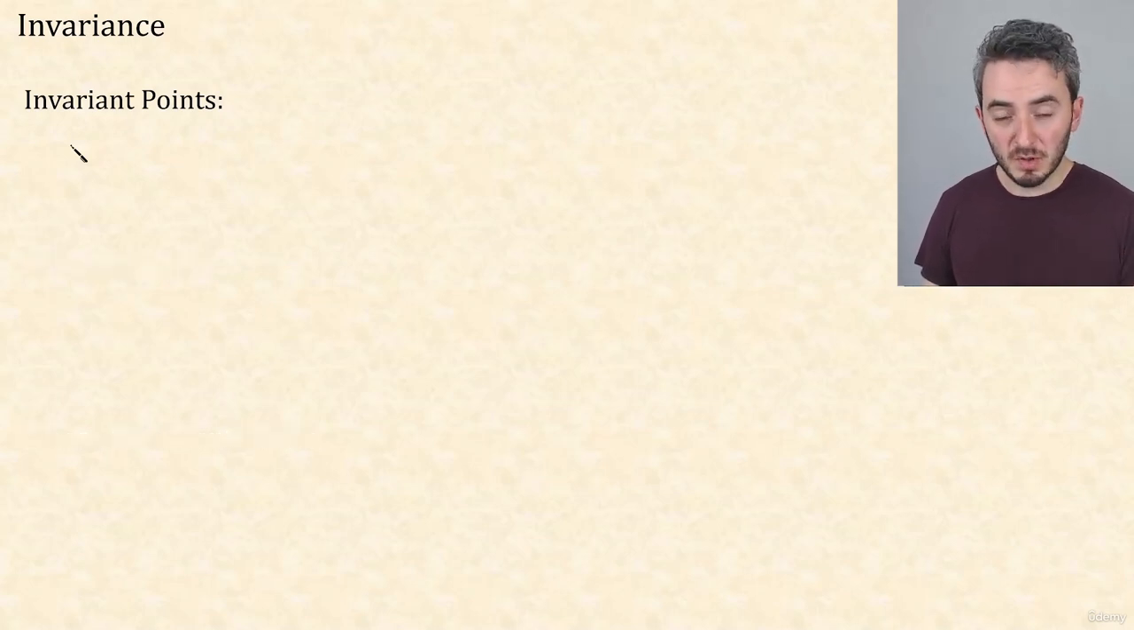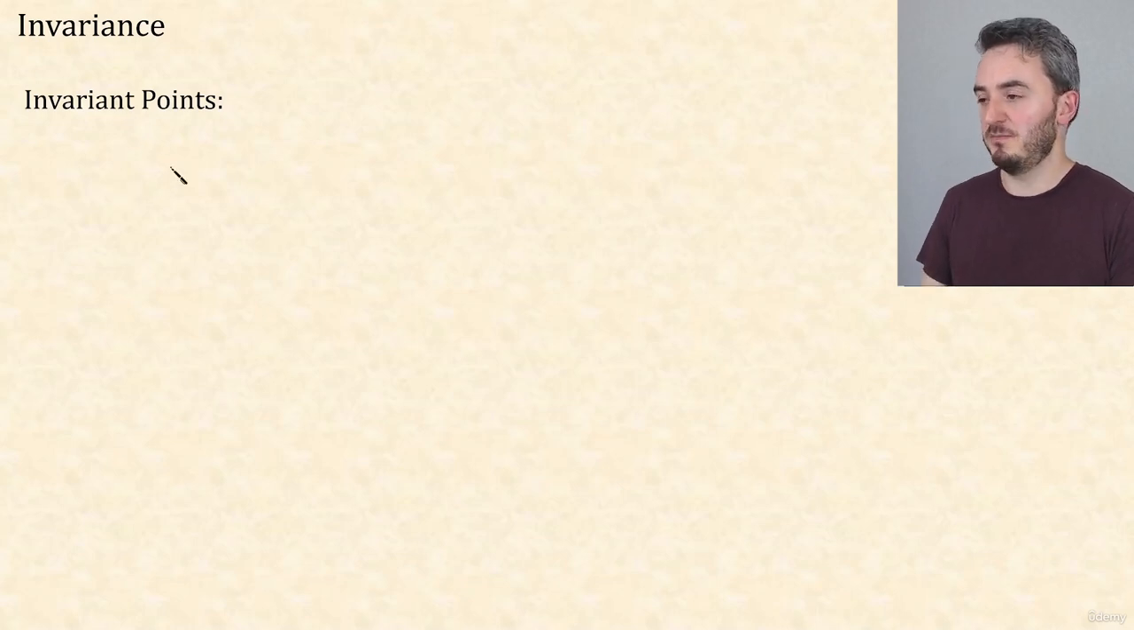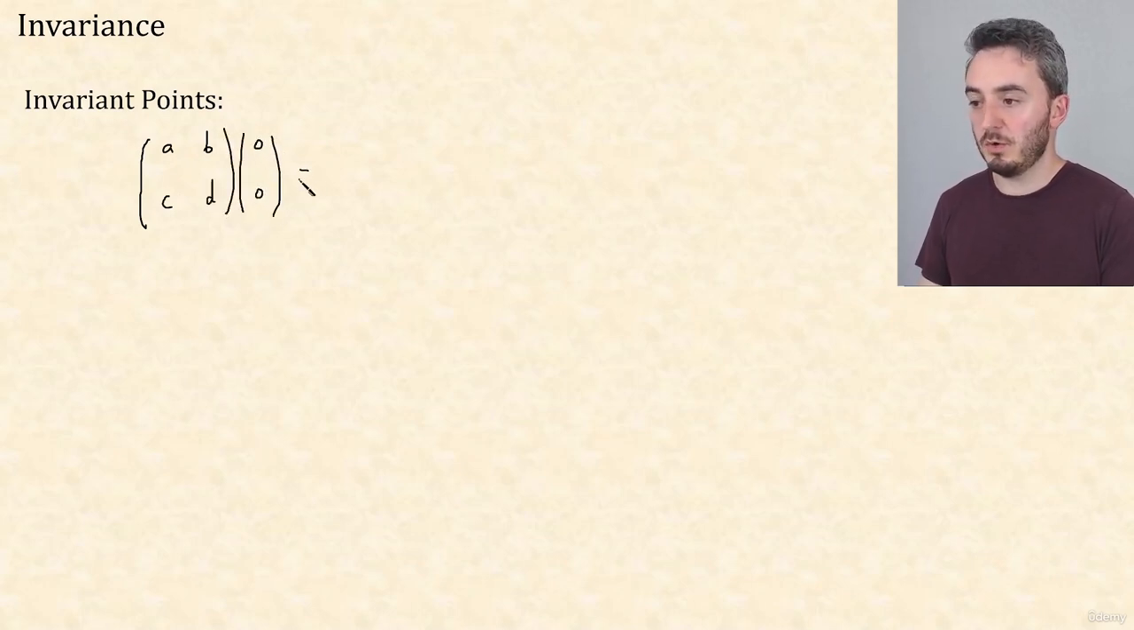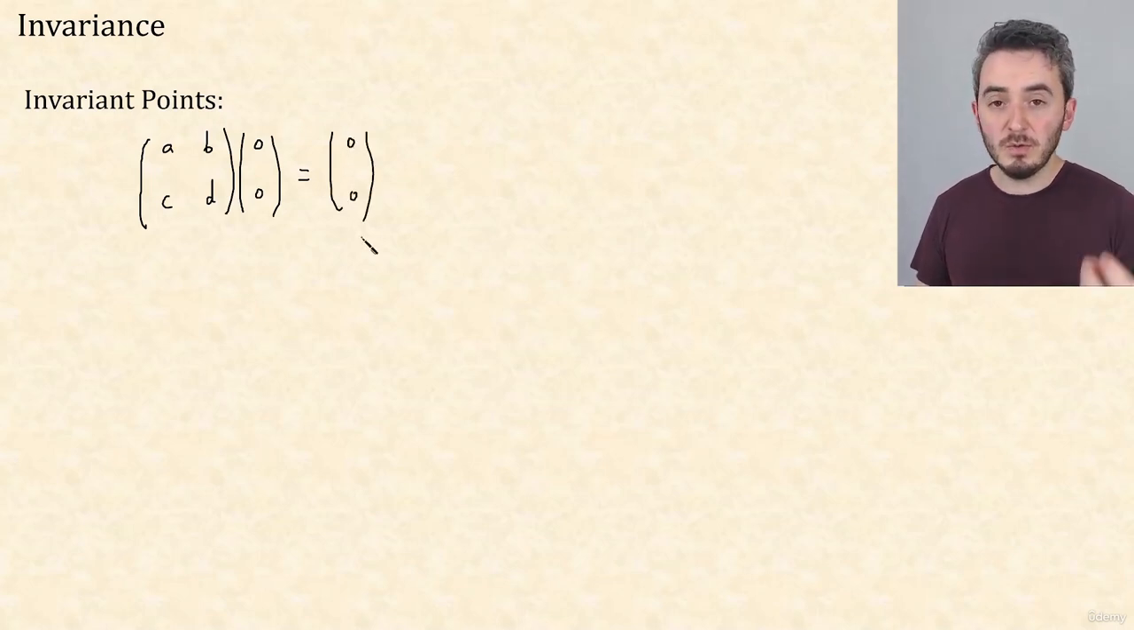An invariant point is a single point that is not affected by a matrix. There's actually one point which is invariant under all matrix transformations, and that's the origin. If you take any matrix A, B, C, D, and apply it to the point (0, 0), you always get (0, 0). So the origin is always an invariant point, but sometimes there are other invariant points as well.